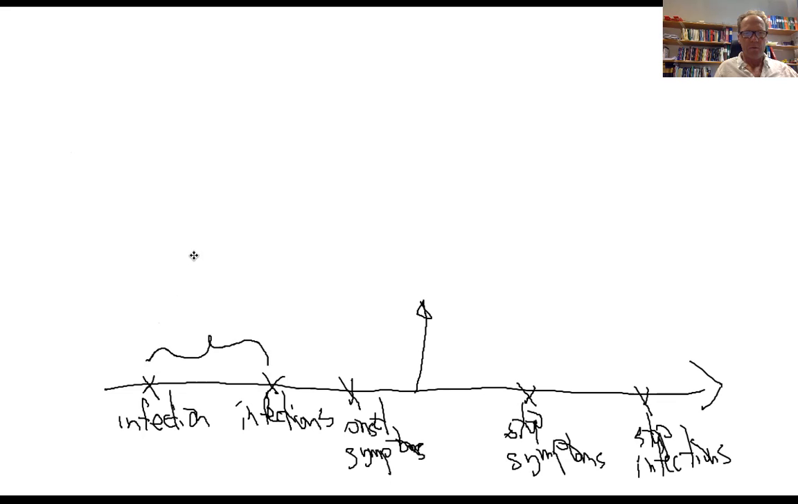Here we have the latent period. This thing here is called the incubation period. It could very well happen that the order of these two is different. It could be that you have onset of symptoms before you become infectious. But I think it's more common to have it this way.